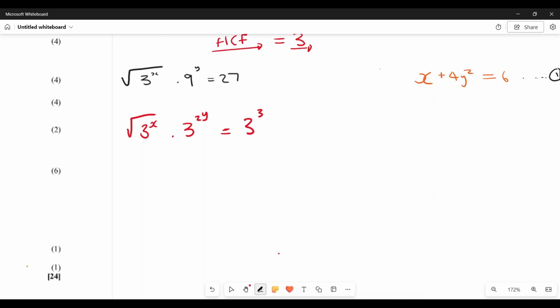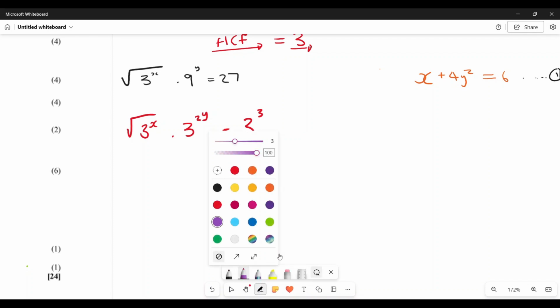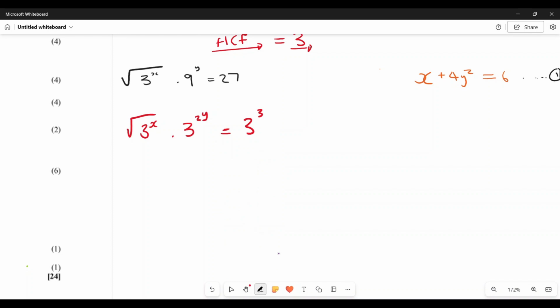Now that you have reduced your bases to your highest common factor, the second step is to remove the square root right over here. Remember, if you have the square root of x, what's inside is x to the power 1, and what's outside is an invisible 2. This is the same as x to the power 1 over 2. Let's apply the very same principle on this value here. This would be the same as 3 to the power x over 2, where what's inside is my x and what's outside is my invisible 2. Now, this multiplied by 3 to the power 2y is equal to 3 to the power 3.